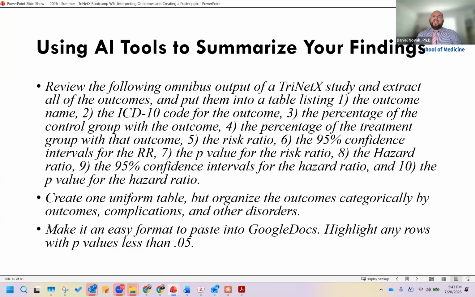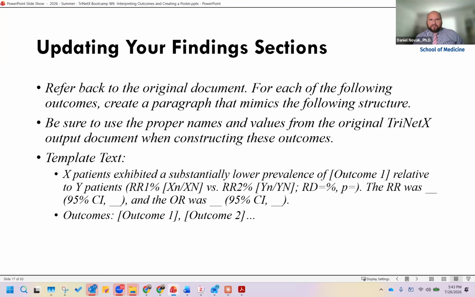It also helps because you can put these Word files into AI tools, and with prompts like what are on screen, you can have it review the following omnibus output of a TriNetX study and extract all the outcomes and then put them into a table listing all the different components that you're going to want. I wrote this prompt so that if you want to try to use this with your AI chat bot of choice, it could probably help you get your findings out of your paper and into a nice, manageable, presentable table pretty quickly. And you can give it some additional instructions I have written here for you as well.